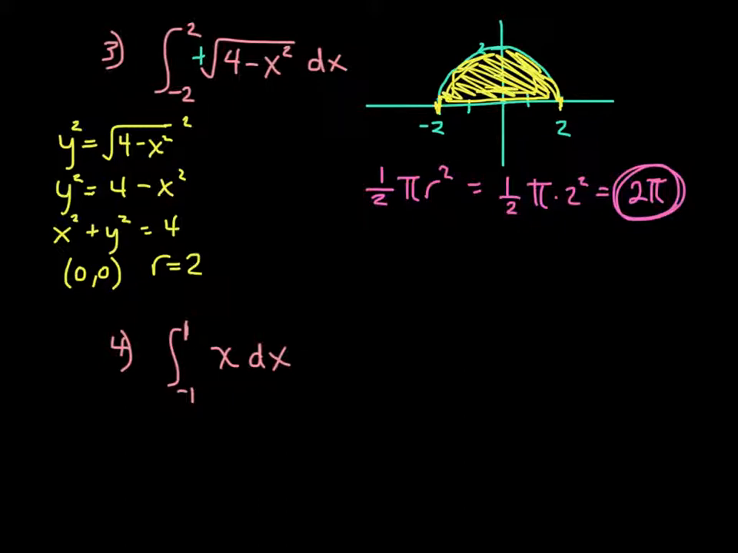All right, last one we're going to do of this type is the integral from negative 1 to 1 of x dx. Okay, so back to what we were talking about with the first couple. We're just looking at the equation of a line, y equals x.